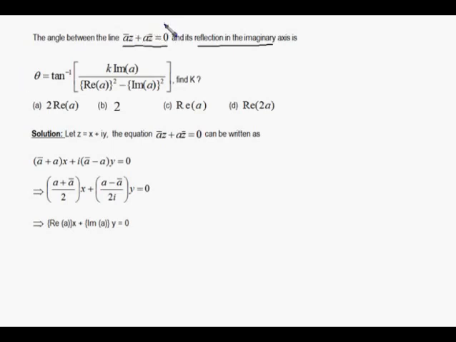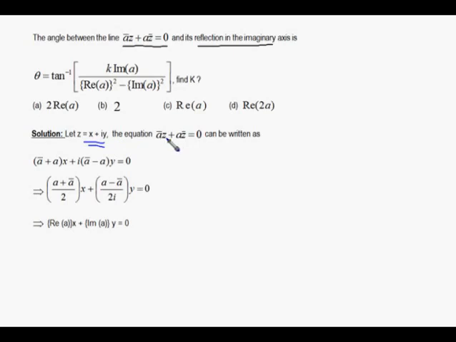Now, I would advise the students always to look at every question as simply as possible. So when it is given that the line is A conjugate Z plus AZ conjugate equals 0, do whatever you are able to understand. Some students understand it like this: let us say Z is equal to X plus iota Y. Always Z is X plus iota Y.